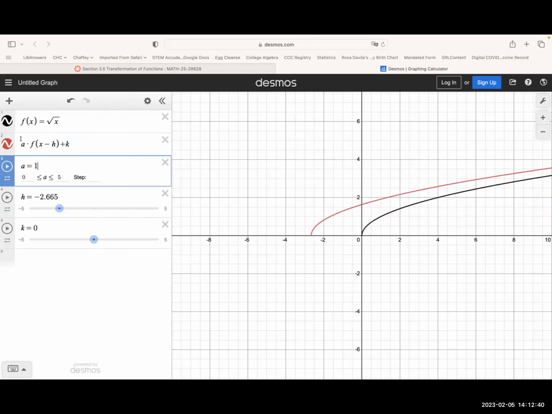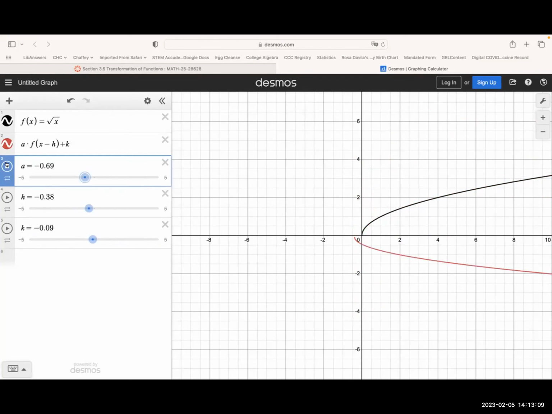If A is 0, then we're just getting rid of the entire function. So from here, it's still shifting the graph left and right. It's still shifting the graph up and down for K. And A is still doing the same thing. You just have to think about it a little bit harder, because from here, we kind of restricted it. So let's do -5 to 5.